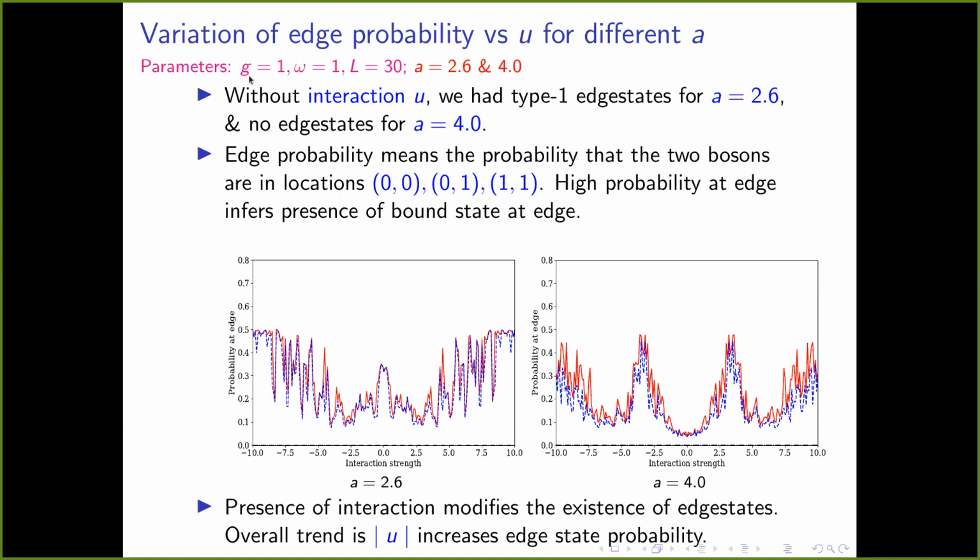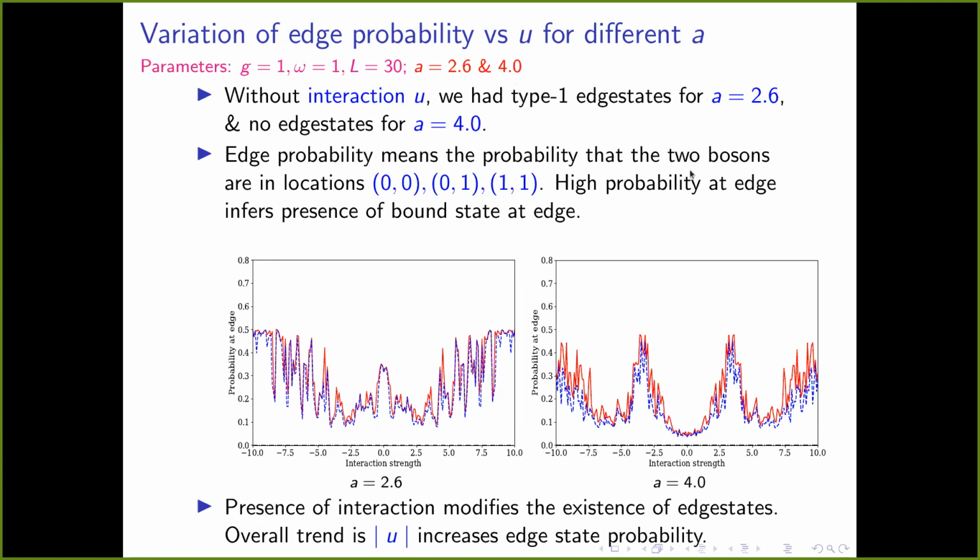So the results are like this. I have chosen the parameters G equals 1, omega equals 1. And for the Bose-Hubbard model, since there are two particles, I couldn't go much beyond L equals 30. And I have chosen two values of A, the driving amplitude. A equals 2.6 is where without interaction we had type 1 edge states, and A equals 4 is where we had no edge state.